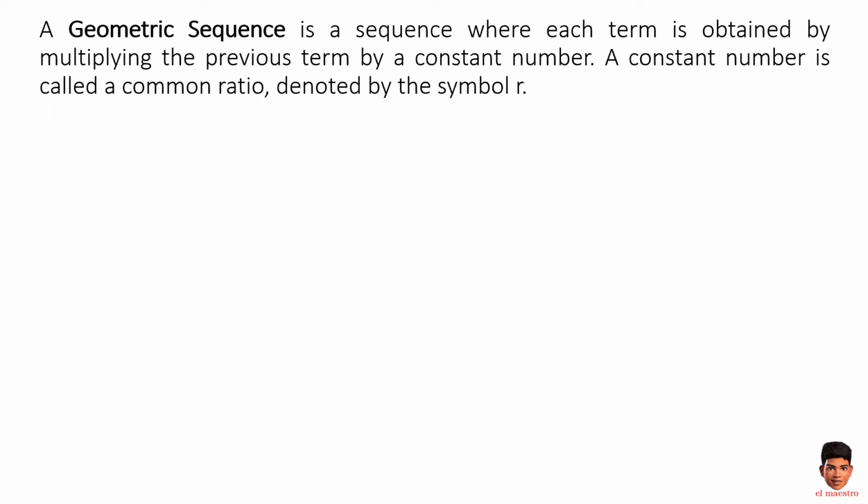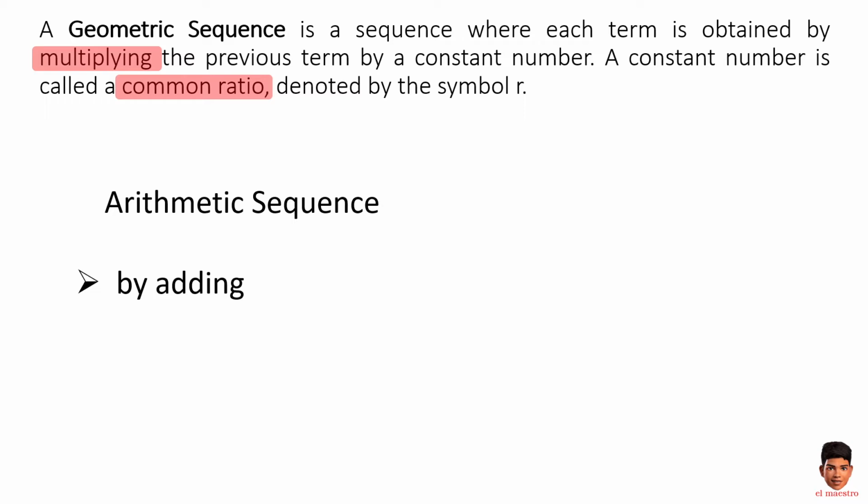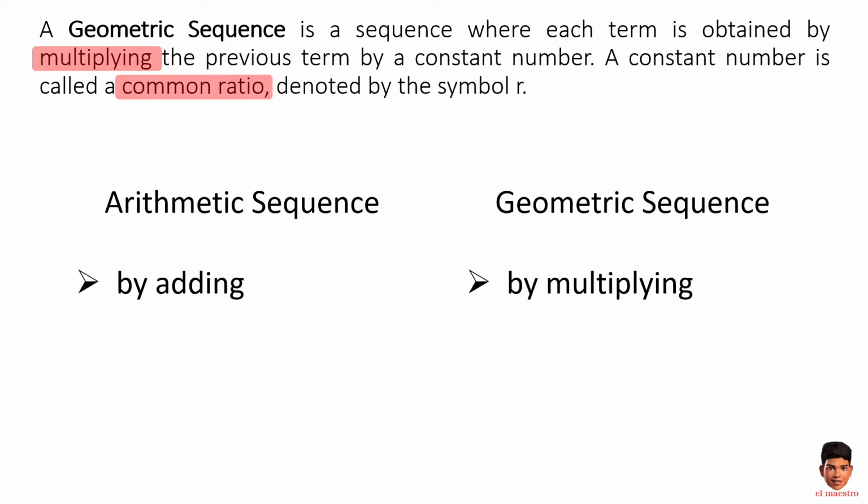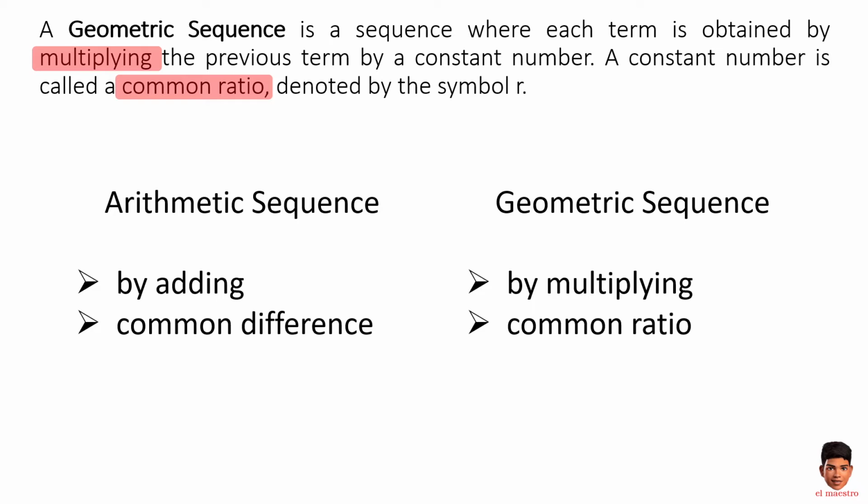So, ito ang gagawin natin. In geometric sequence, kailangan pala natin mag-multiply. And yung i-multiply natin is common ratio. Yun yung pinagkaiba ng dalawa. Sa arithmetic sequence, we add. In geometric sequence, we multiply. We add common difference in arithmetic sequence, and in geometric sequence, we multiply common ratio. These are the things na pinagkaiba nila.